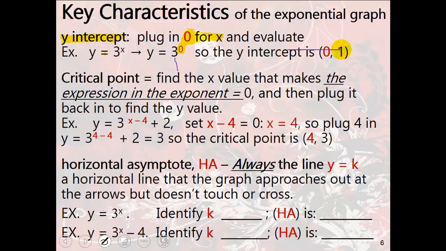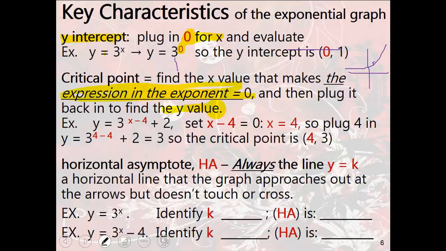So the critical point is the next important thing that we're going to look at. When you see these curves, the critical point is going to be that point where it's kind of like in the middle of the bend, all right? In order to find it, what you do is you take the expression in the exponent, whatever that expression is, and you set it equal to 0. And then you plug it back in to find the y value, okay?